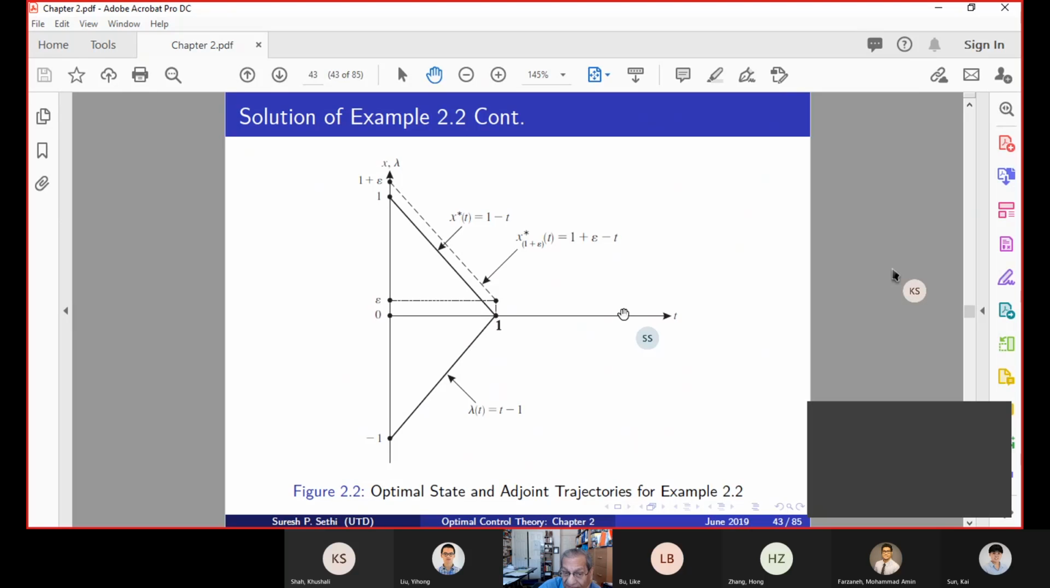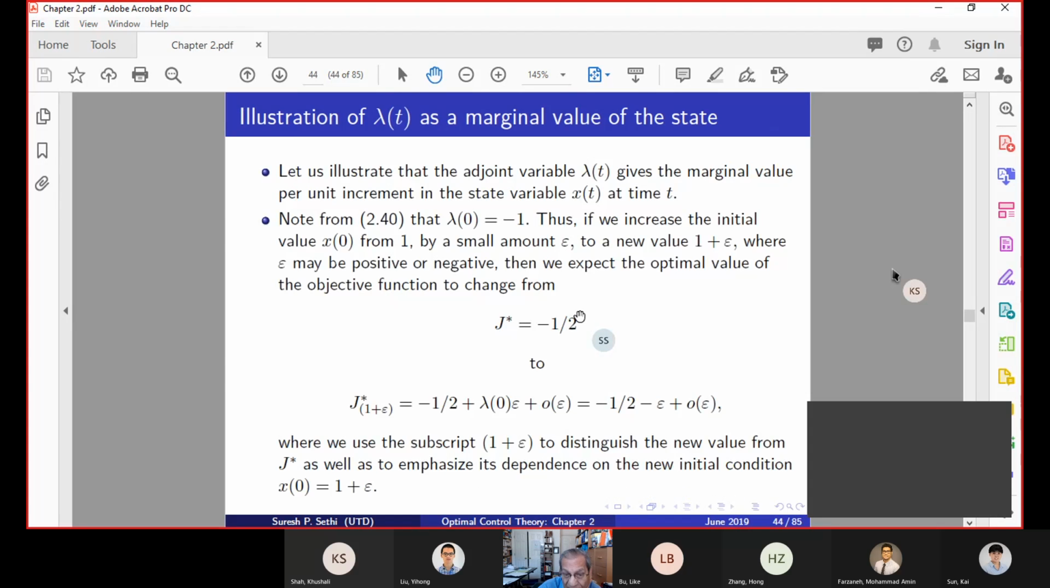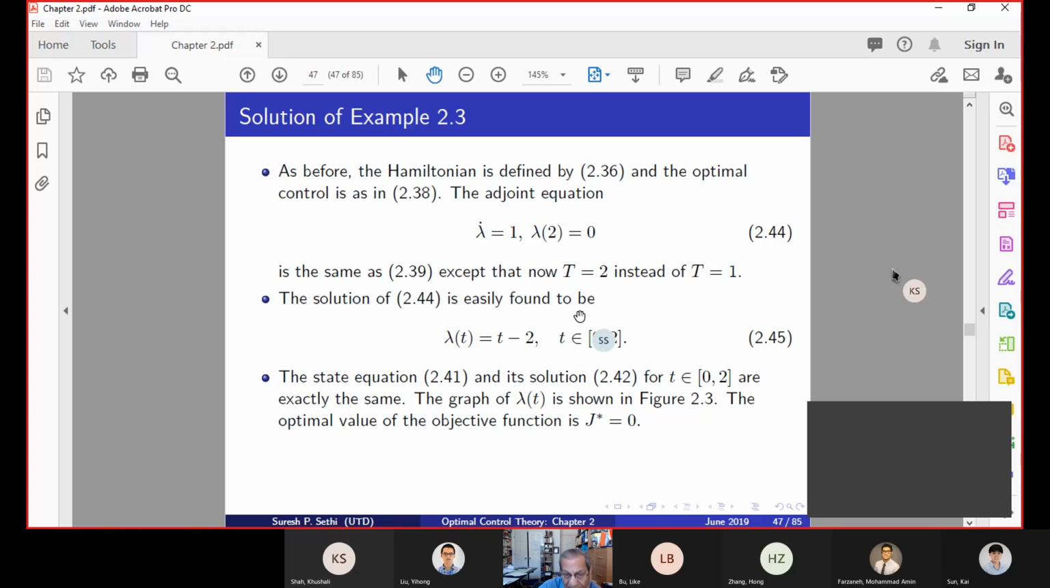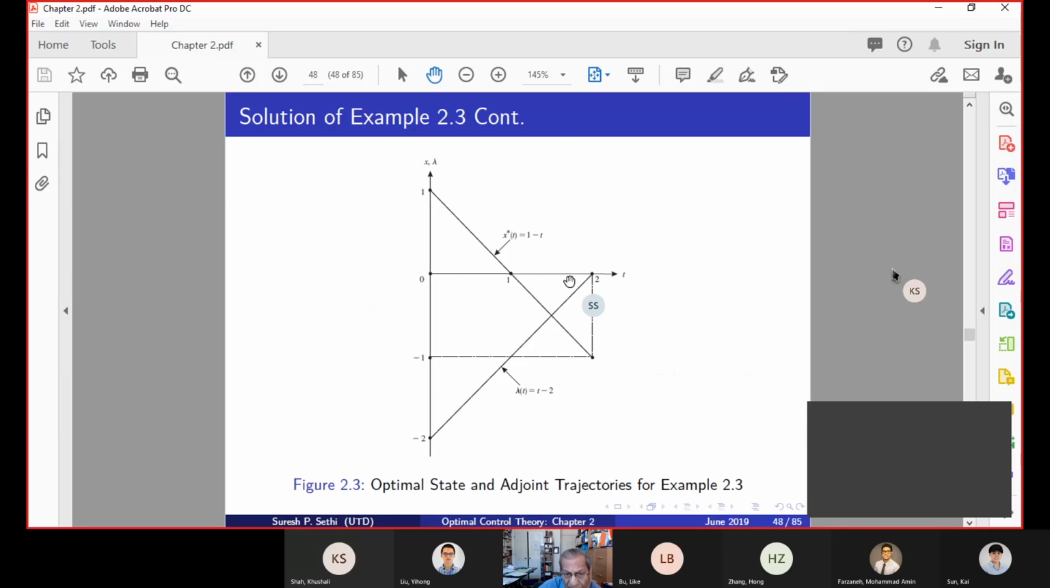Okay? And lambda 0 stays at 0. So let me give you the solution first, and then I will talk a little bit more about what's going on here. So lambda dot is 1, lambda 2 is 0, t equal to 2, and then lambda t is t minus 2.